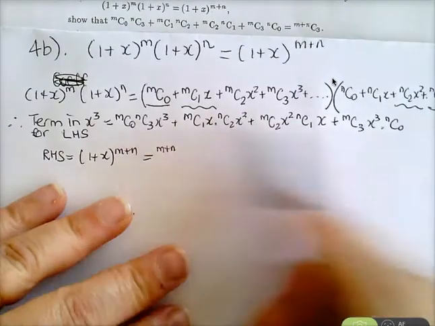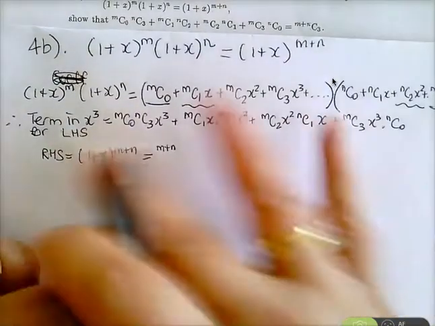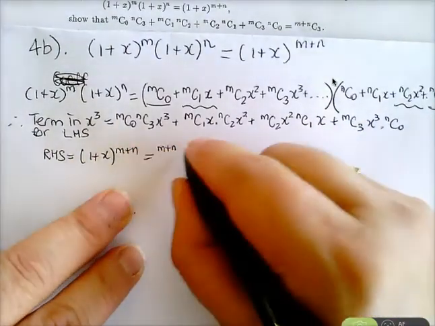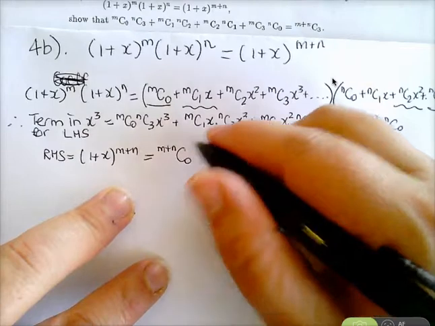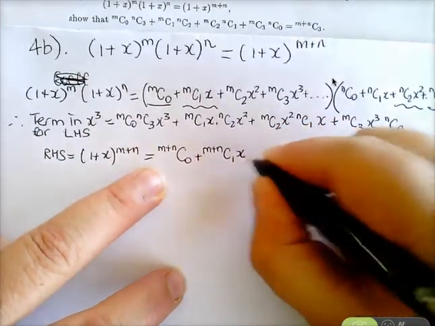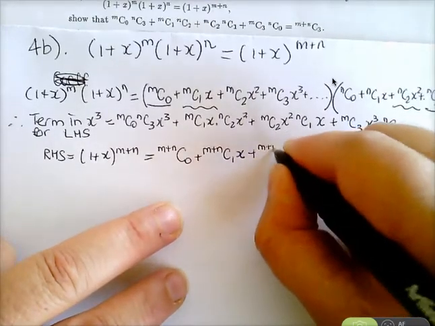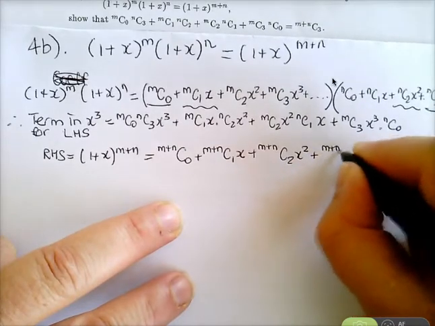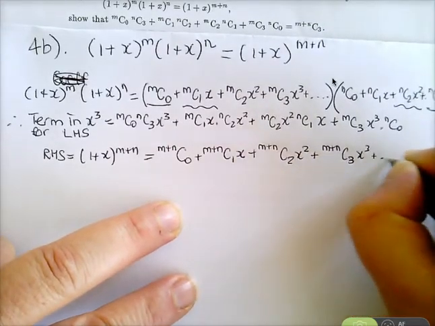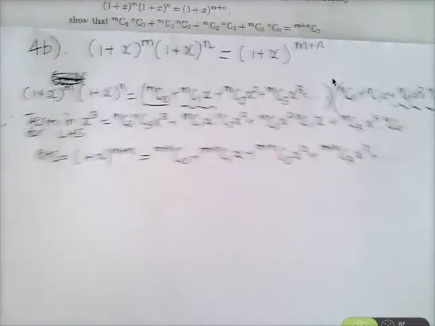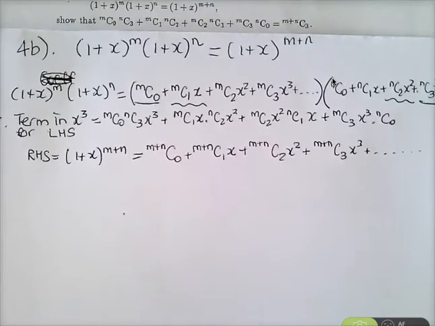I haven't written the coefficient yet. I'm going to do that at the end because you've got all your working out now. So right-hand side, whatever m plus n is, the first term would be (m+n)C0. Second term would be (m+n)C1 x, plus (m+n)C2 x squared, plus (m+n)C3 x cubed, plus ... I'm not going to put the rest. The last term would be (m+n)C(m+n) x to the m plus n, but I'm not going to put it.